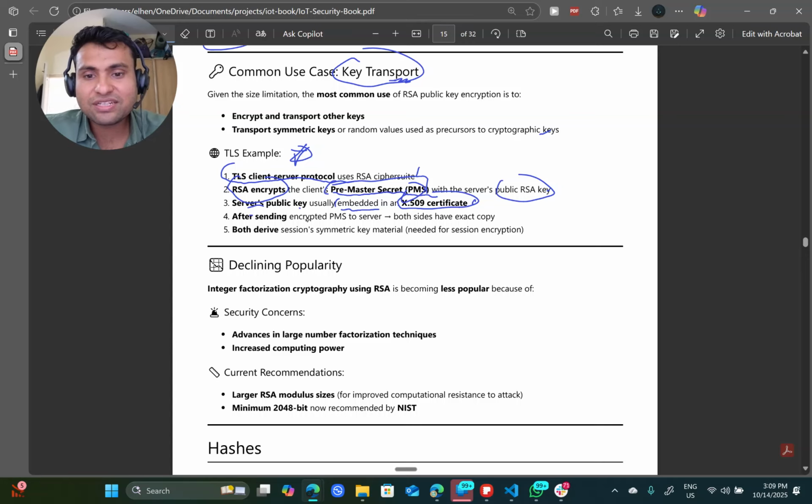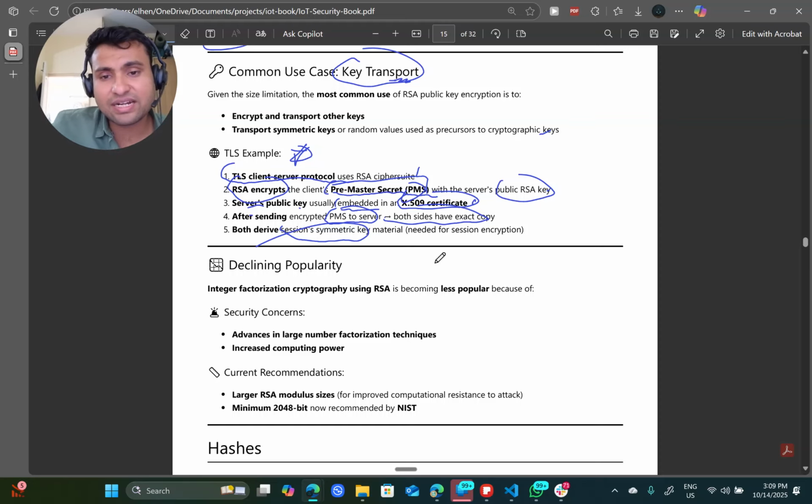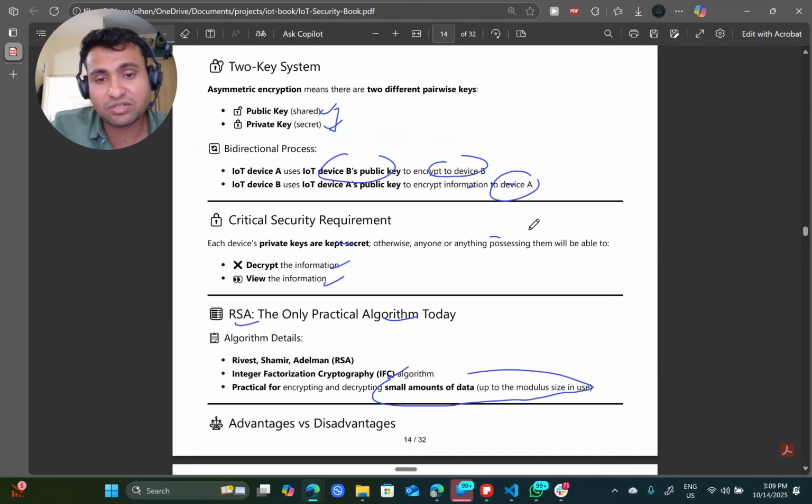After sending this encrypted PMS to the server, both sides have the same copy of the PMS, and now a symmetric session key is established, and the entire communication can take place through the symmetric key, which is simpler to implement.